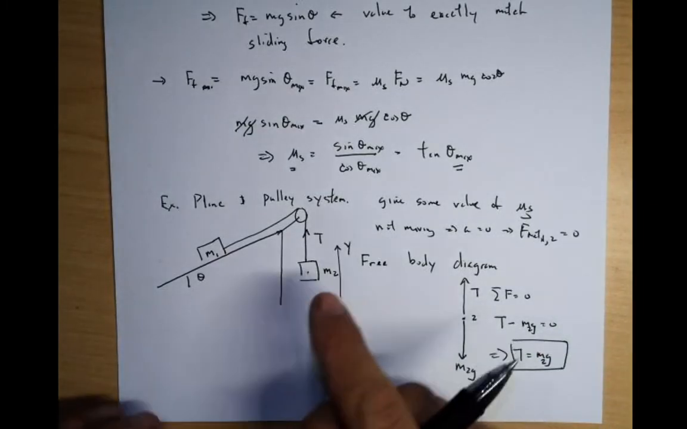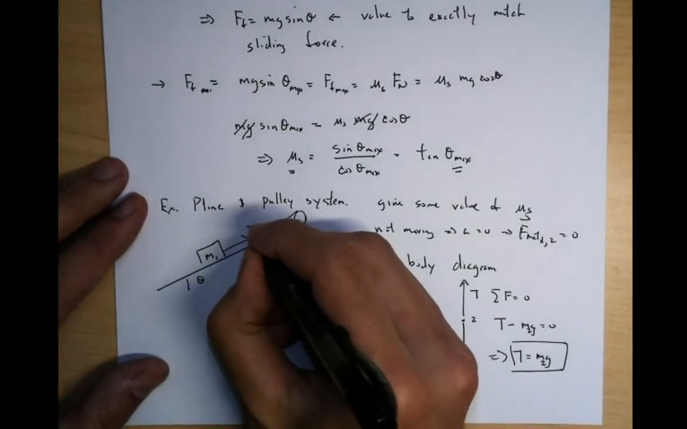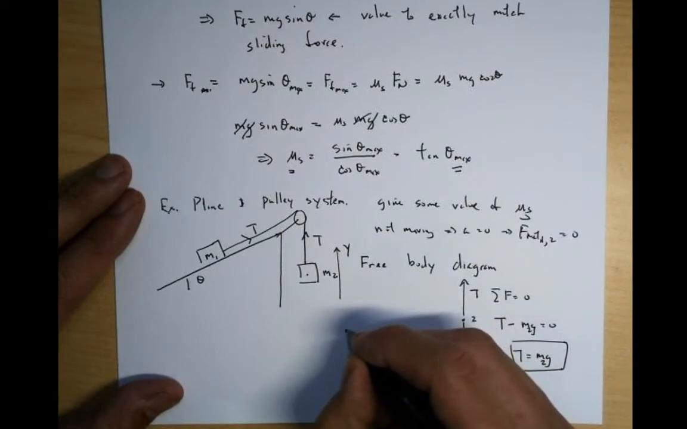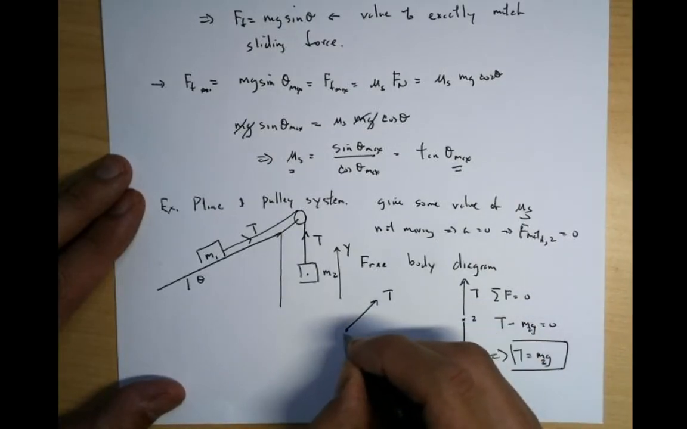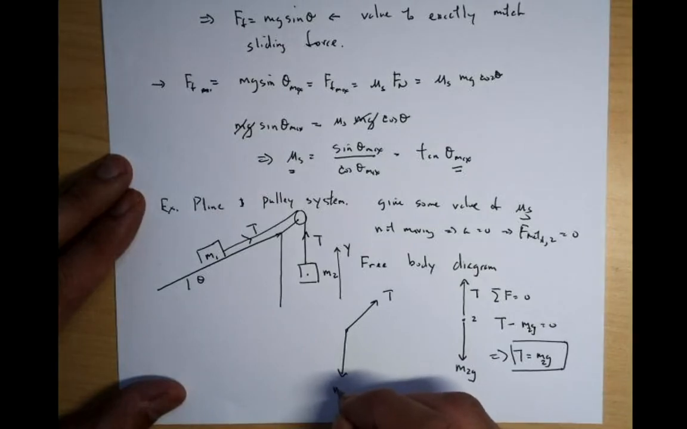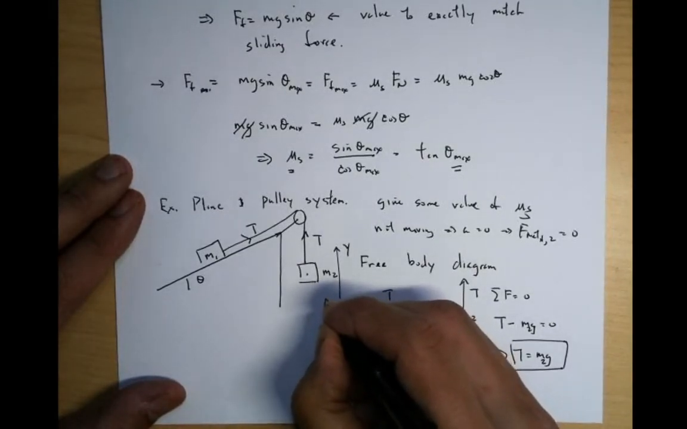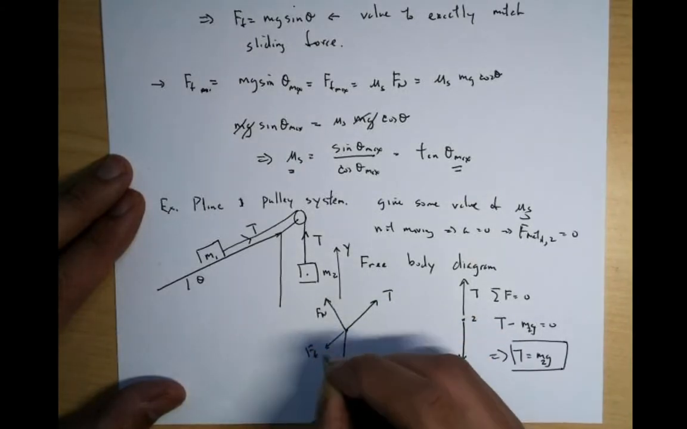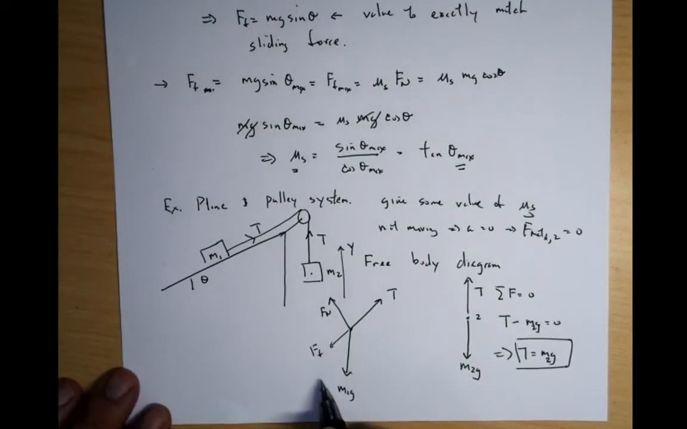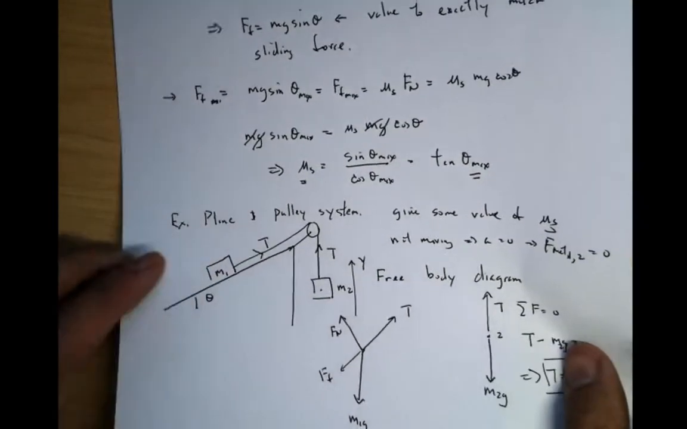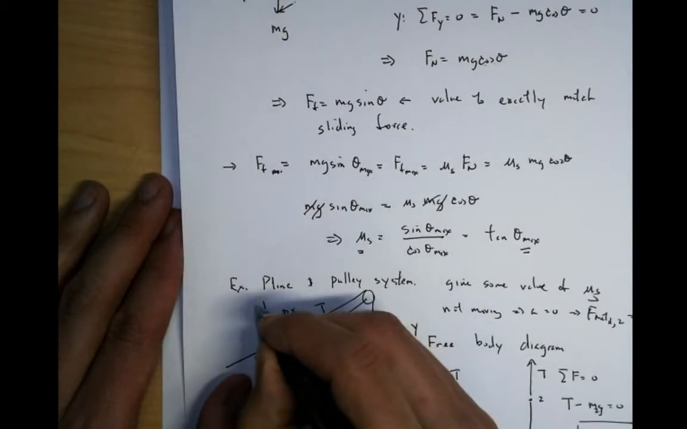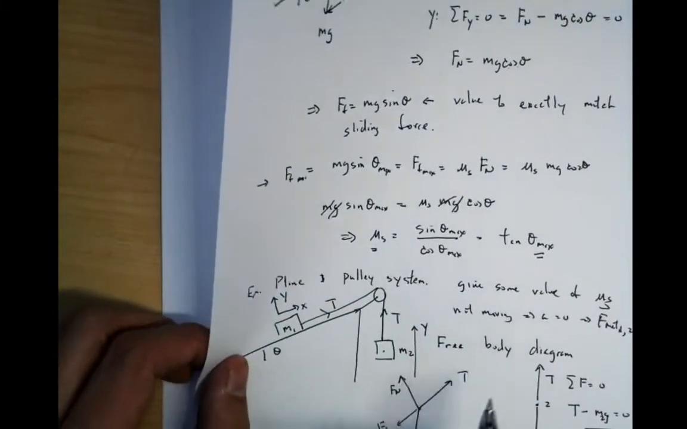Now let's look at m1. This also has some tension force. So for m1, there's a tension force going this way. There's a force of gravity going this way, m1g. There's a normal force going this way, Fn, and then there's possibly some force of friction going some direction. I don't know exactly which direction yet. So let's adopt a proper coordinate system for this, x and y, say.